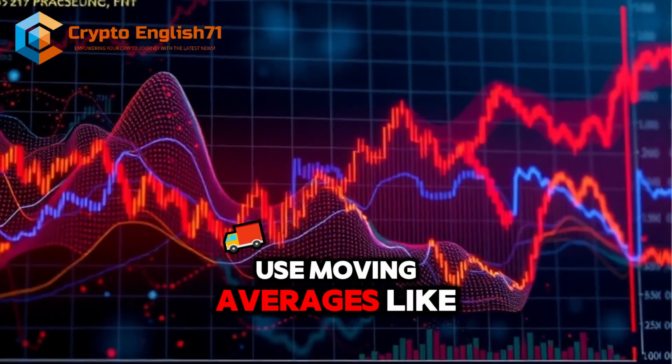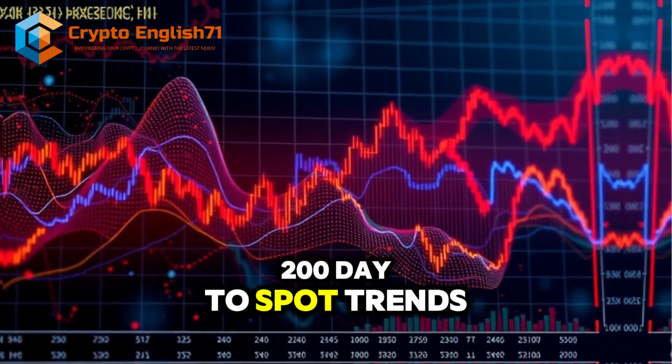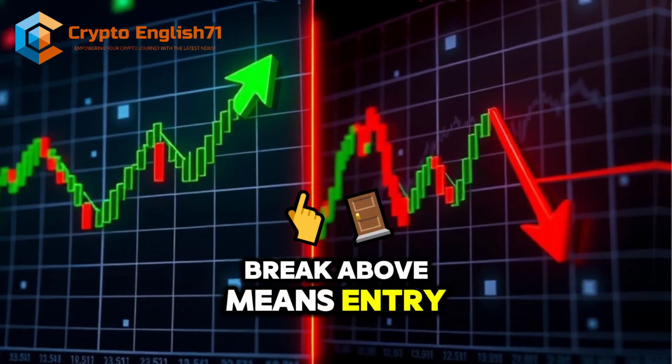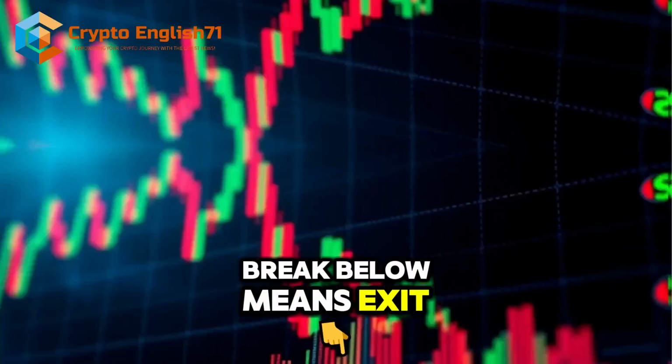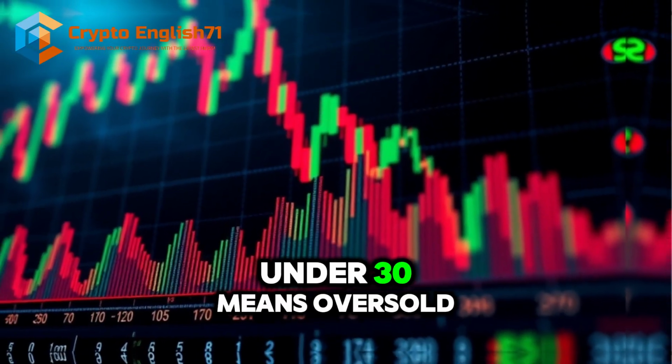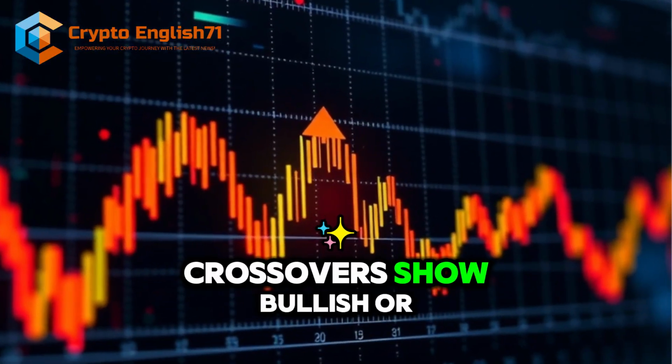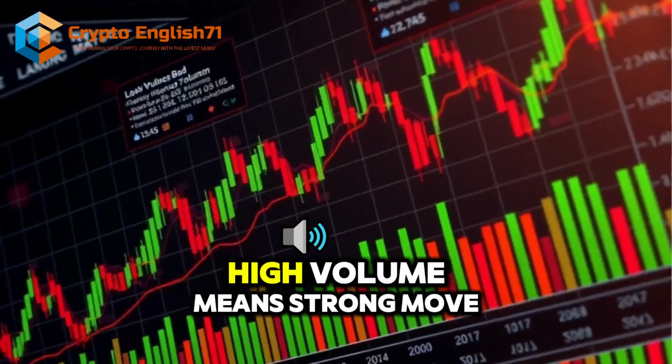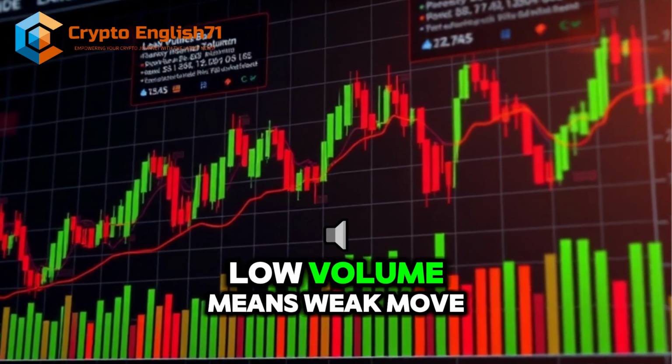Use moving averages like the 50-day and 200-day to spot trends. Break above means entry, break below means exit. Over 70 means overbought, under 30 means oversold. Crossovers show bullish or bearish signals. High volume means strong move, low volume means weak move.